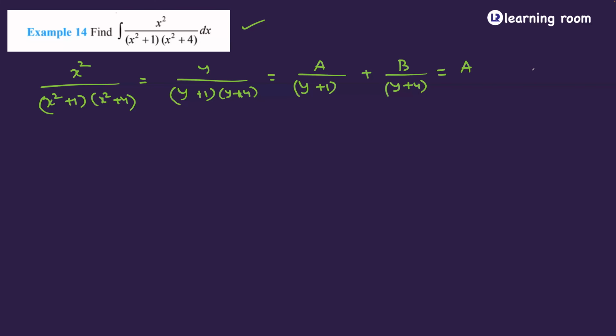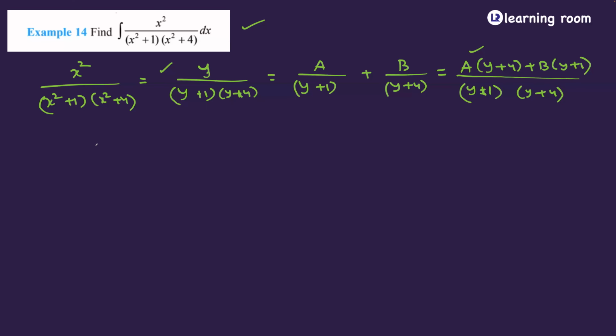So if you observe, this will be equal to a into y plus 4 plus b into y plus 1, right? The whole divided by y plus 1 into y plus 4. Any questions? Is it clear? All I did is I took LCM and then solved it. Now here, the denominators are the same. So what is happening to the numerator? They should be the same. So y is equal to a into y plus 4 plus b into y plus 1. Am I right?